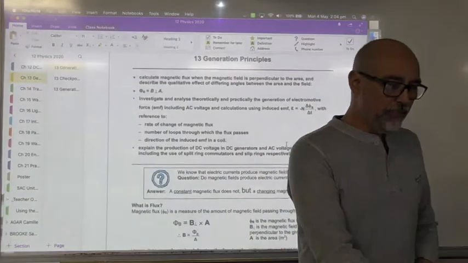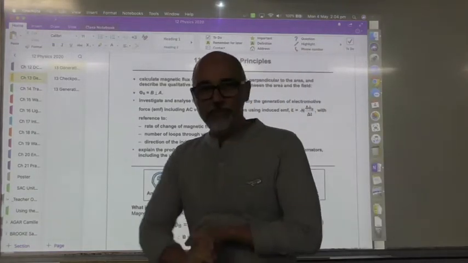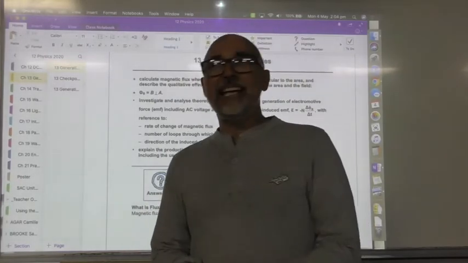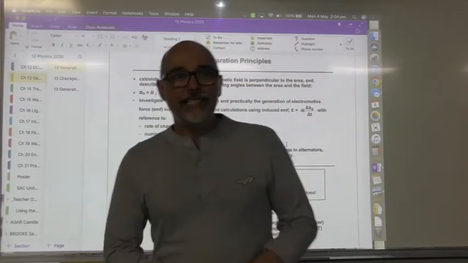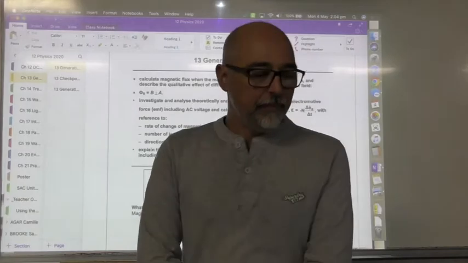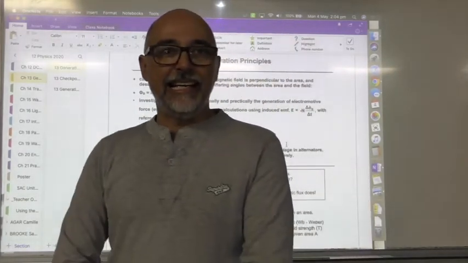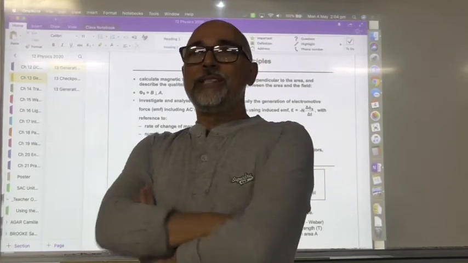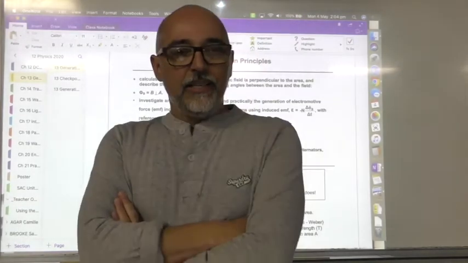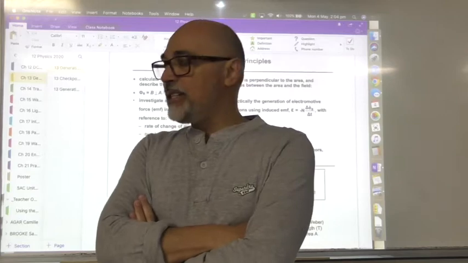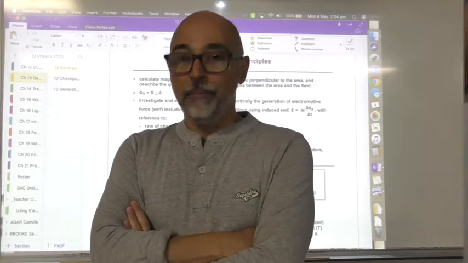In Generation Principles, what we're talking about is the link between magnetism and electricity. They were linked together a long time ago by some really clever scientists, and what was discovered was that you can use magnetism to create electricity. You can use electricity to create magnetism.